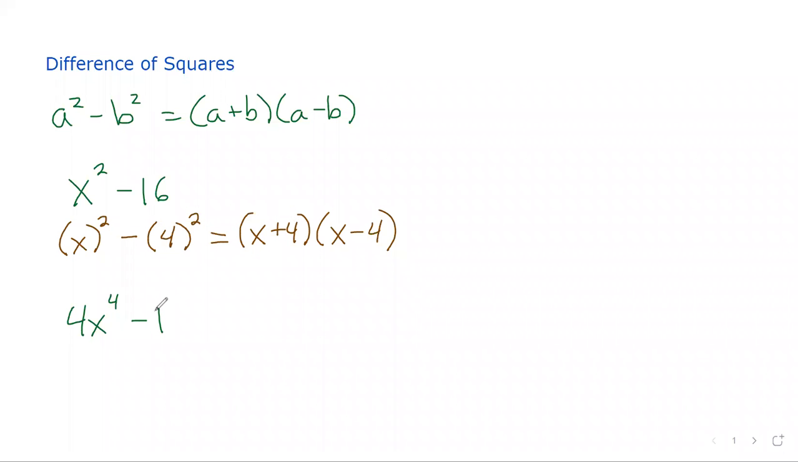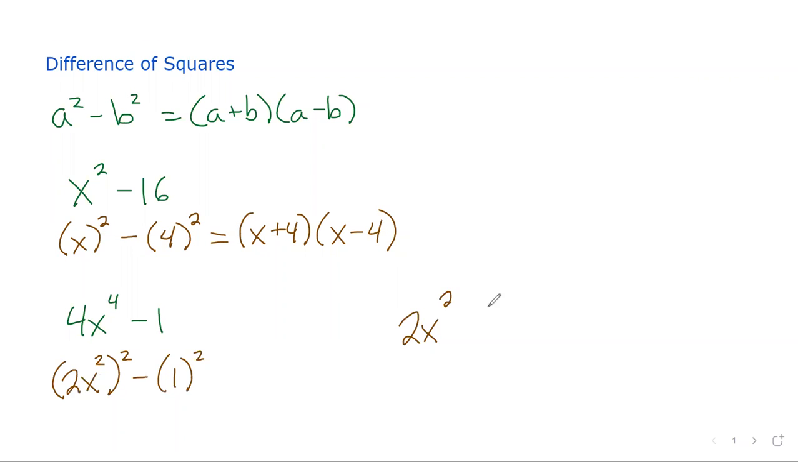We can apply that same format to something that doesn't immediately look like a difference of squares because it doesn't say squared. This says to the 4th power. But what we can see is that 4x to the 4th actually is a perfect square. It's the square of 2x squared. And then, of course, 1 is just 1 squared. So let's look at this part a little bit more.